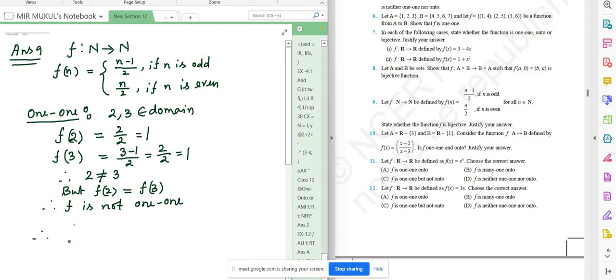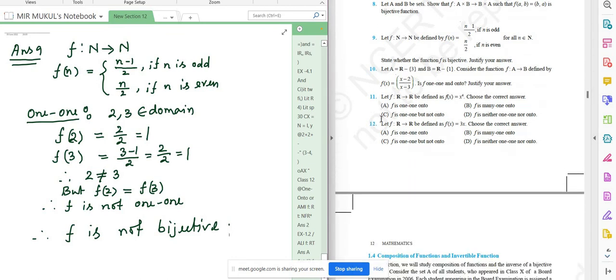Therefore, f is not bijective. But if in the question they ask to check one-one and onto, and after that ask whether it is bijective or not, then you have to prove both. Right. Now the last question I'm showing, that is question number 10.